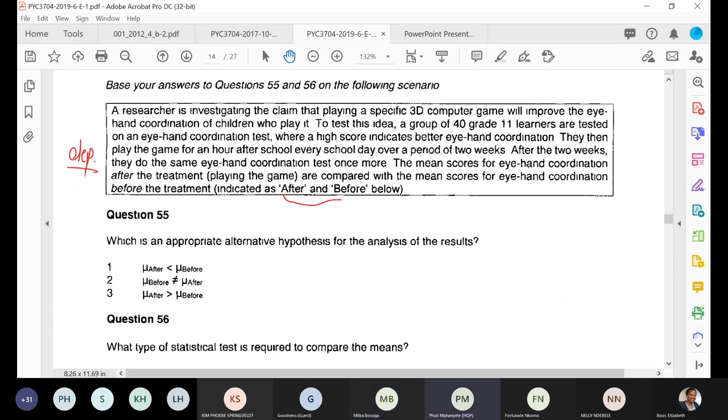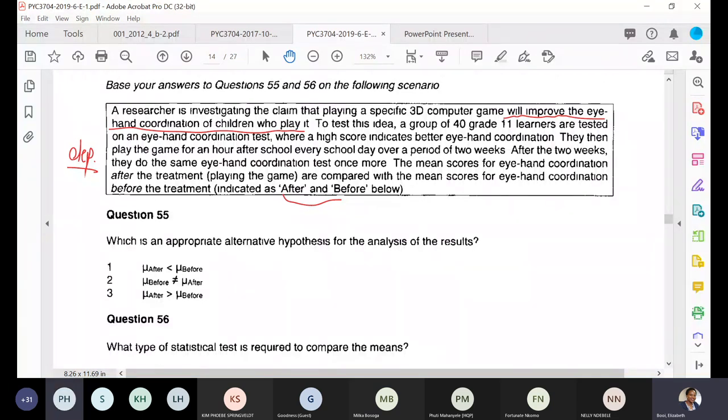So the null has to be equal. Yes, and in this case, we're looking for the alternative. They wanted to find out if playing this game will improve. Improve has to be better than before. Yes. So now we're looking at the alternative. I agree with number three because improve is better, more, greater than. Where do you see all this?